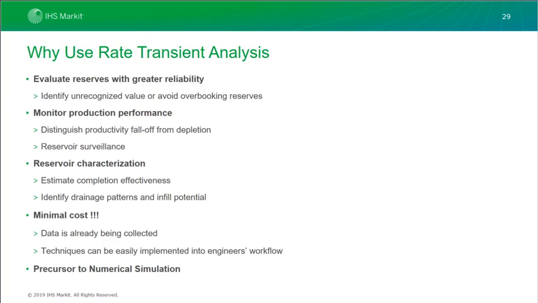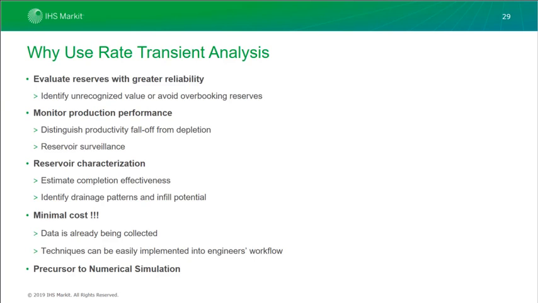Another reason to use RTA is the minimal cost that we have associated. The data should be being collected as part of good production practice, and then these techniques can easily be implemented into an engineer's workflow with minimal cost. With the data in Harmony Enterprise, it may only take an engineer to get a type curve and model match in, say, 10 to 20 minutes, and then they have an answer and can make a decision.